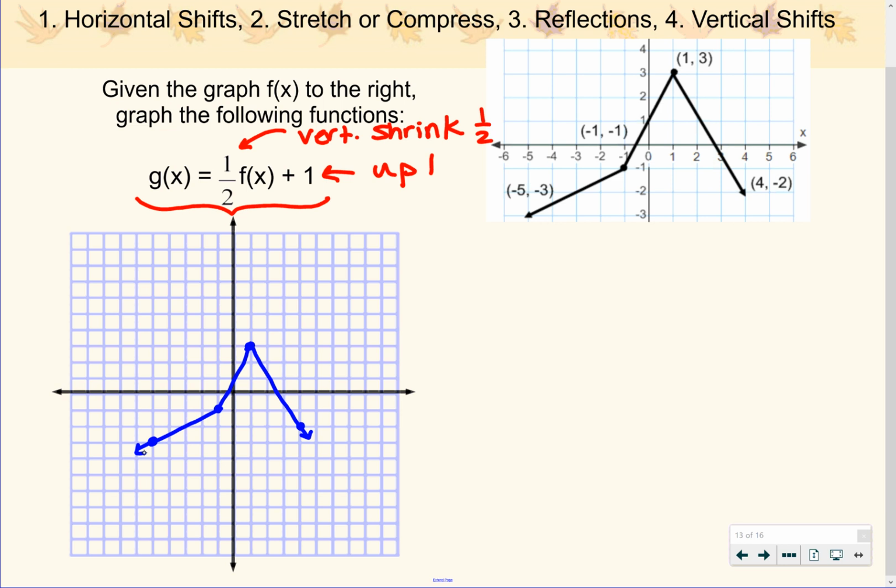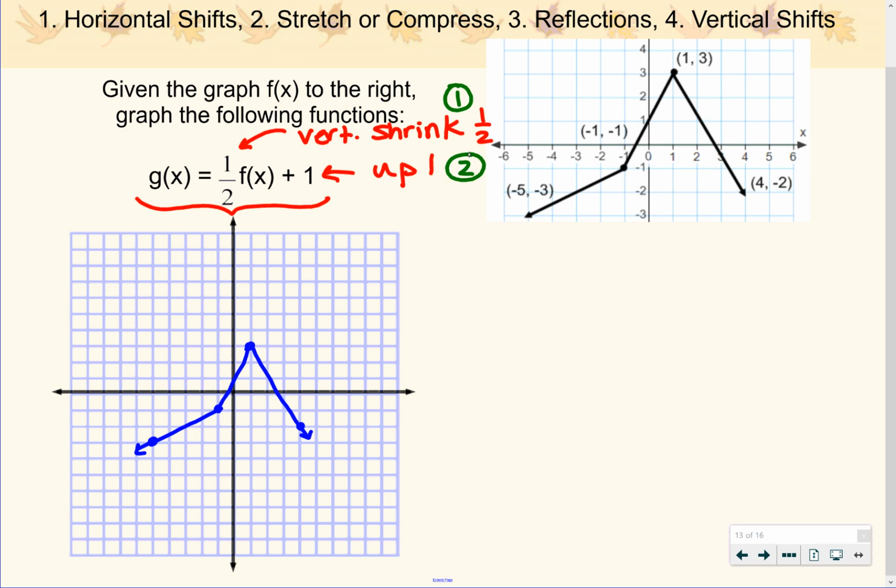Which one is going to happen first? The vertical shrink or moving it up 1? According to my little order of operations up there. Do I have any horizontal shifts here? Horizontal is left, right. Do I have a horizontal shift? No. Do I have any vertical stretches or compresses, horizontal stretches or compresses? Yes, I do. That's what's happening next. I have a vertical compression. I have a vertical shrink. So we're going to do that first. And then I don't have any reflections, but I have a vertical shift. So we'll do that second. So now I know what to do first and what to do second.